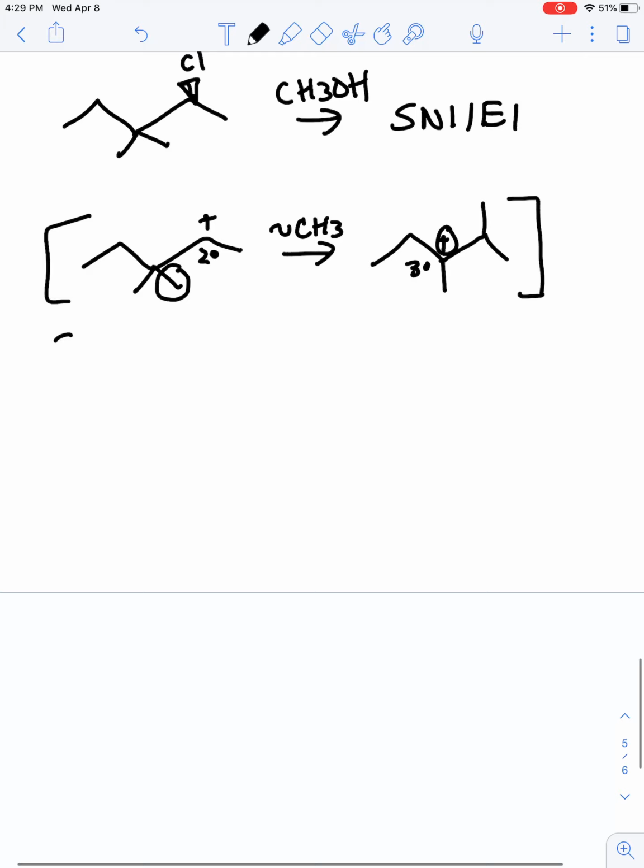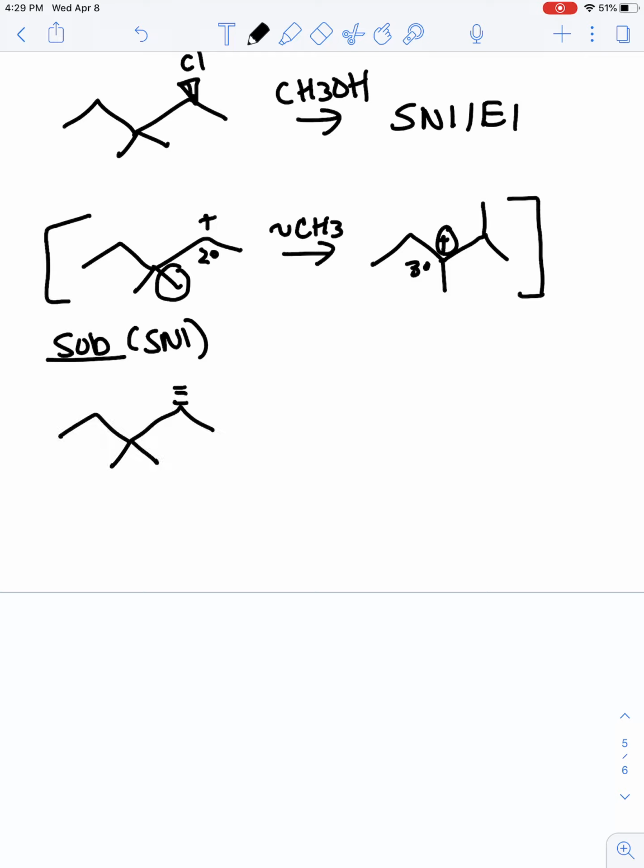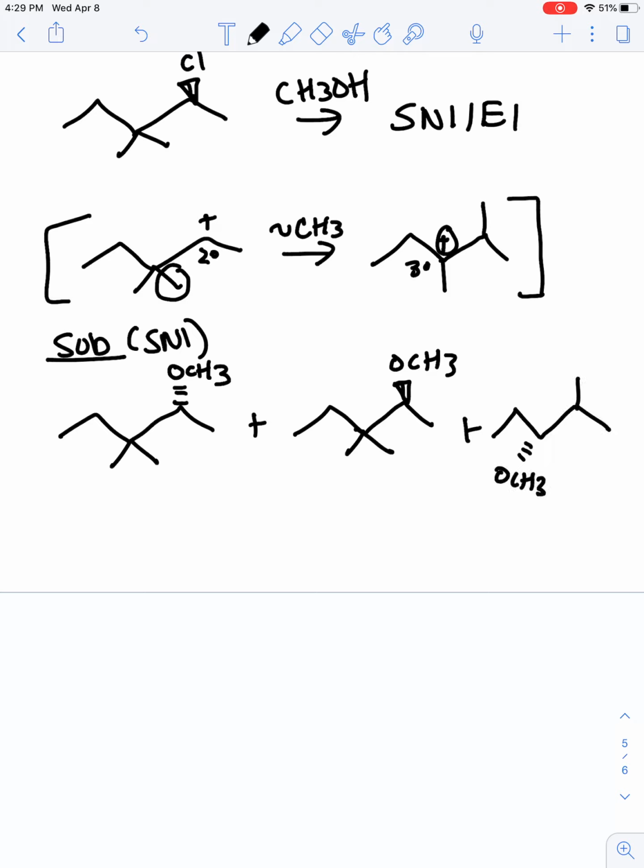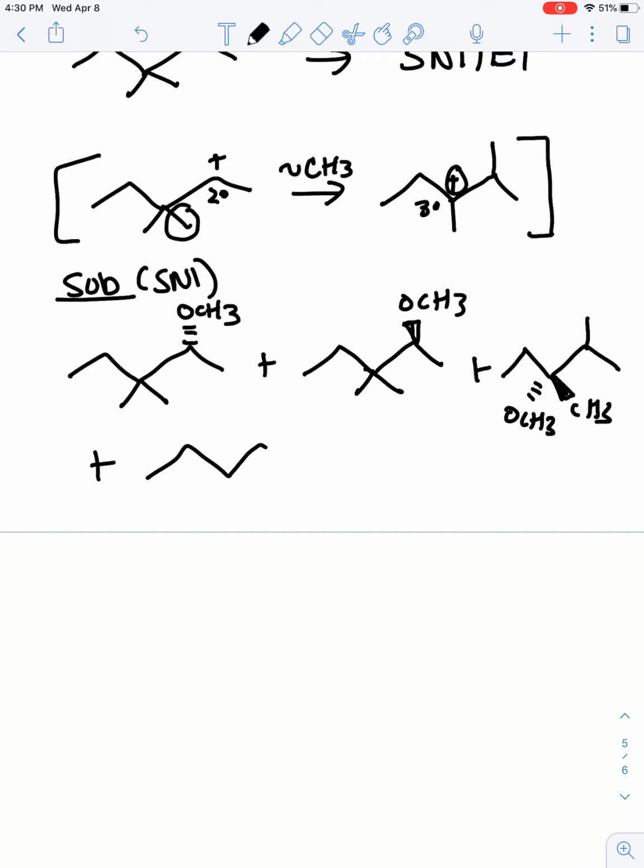So now there's a lot of different products that we can form. So let's think about our substitution products first. SN1 products. So we have both retention and inversion. This is a stereocenter. So we have this product that can form. We have this product that can form. Now, if we think about our carbocation that is on our tertiary, we're also going to have this product that can form, plus we have this product that can form.